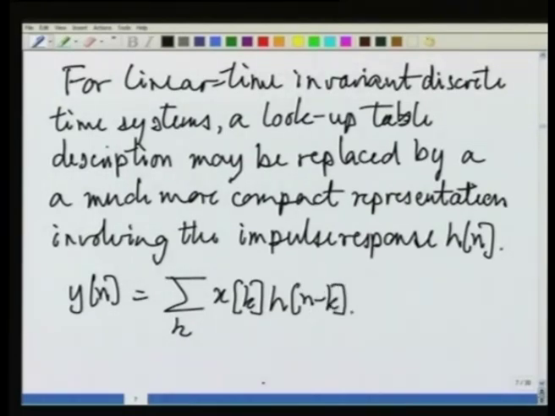So, if I have a knowledge of h[n] for a certain system, I can potentially calculate the response to any arbitrary input signal. I need no more information than the impulse response to fully know the system. If I know the impulse response, I know the system completely. I know its entire input output relationship.